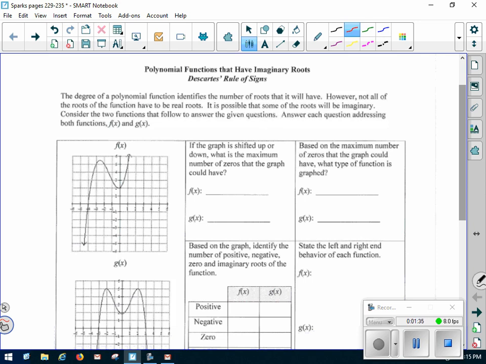I do need you to know that imaginary numbers are used in electricity and they're used in engineering. I don't know where else, but I know in those two places they're used. Don't ask me how they're used, I don't know.